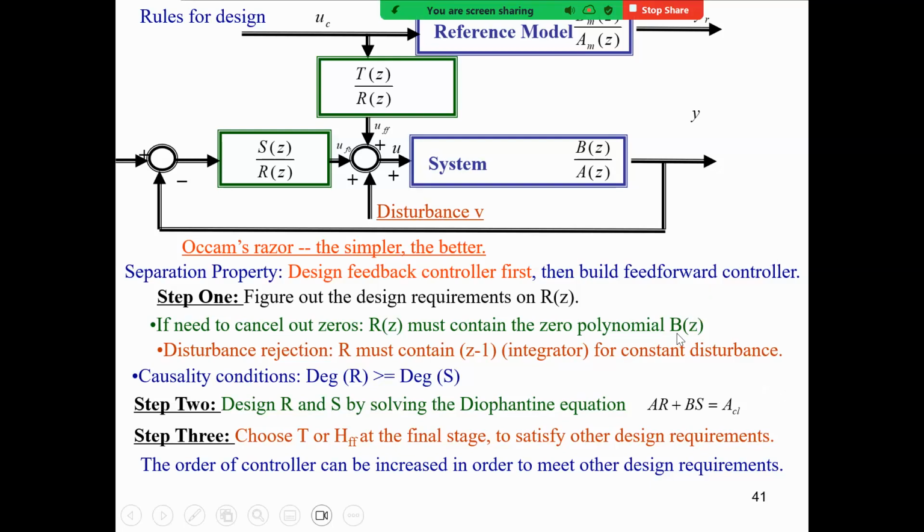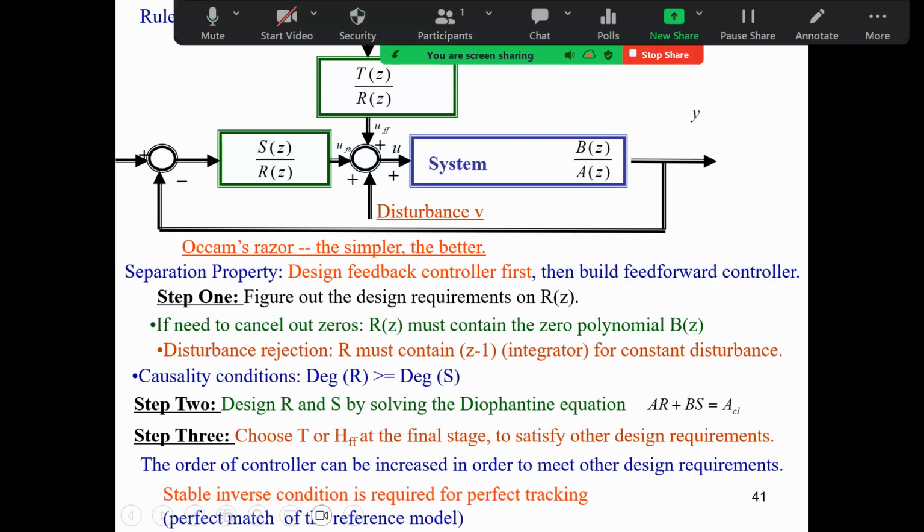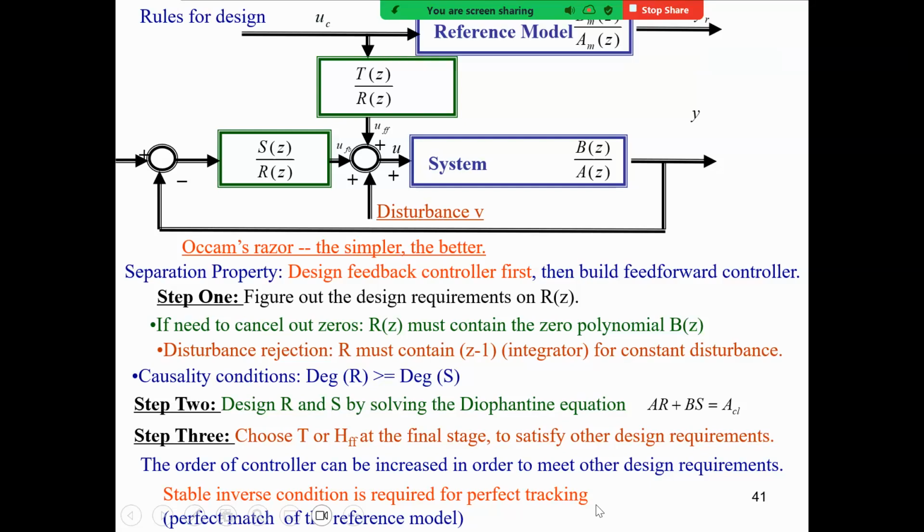The unstable poles cannot be changed if those poles are also the zeros of the system. If you want to follow the reference model completely, you need the stable inverse condition. Okay.